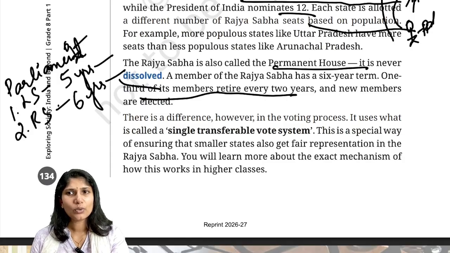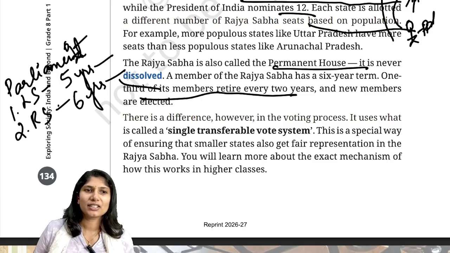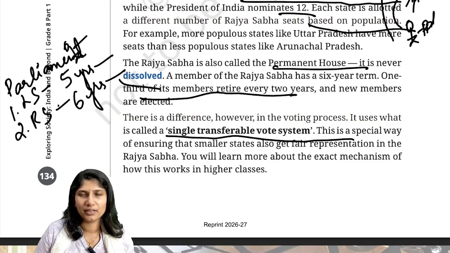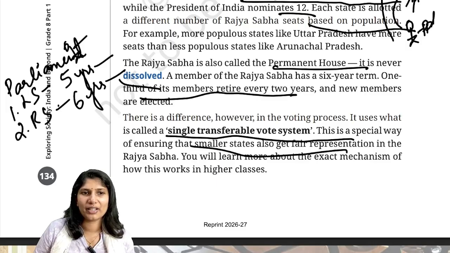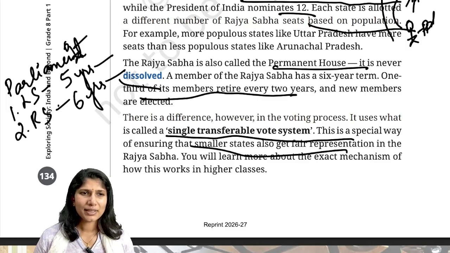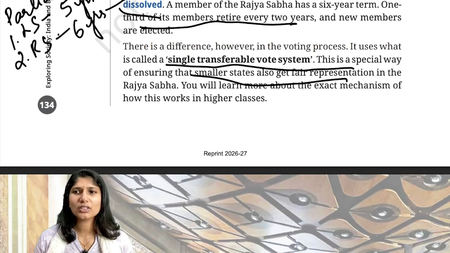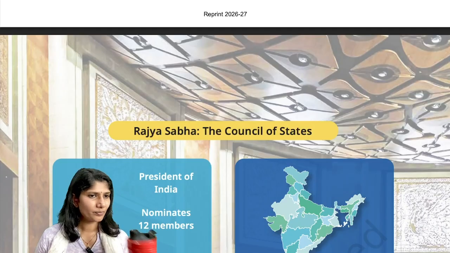Now, I also told you Rajya Sabha is an indirect election, right? Even though it is an indirect election, it is not the first past the post system. Here the election is called single transferable vote, so that even smaller states will be able to get fair representation. How exactly single transferable vote or proportional representation works, let's learn that in higher classes.